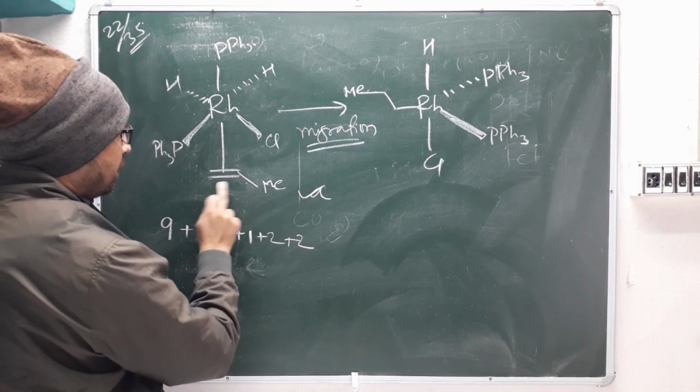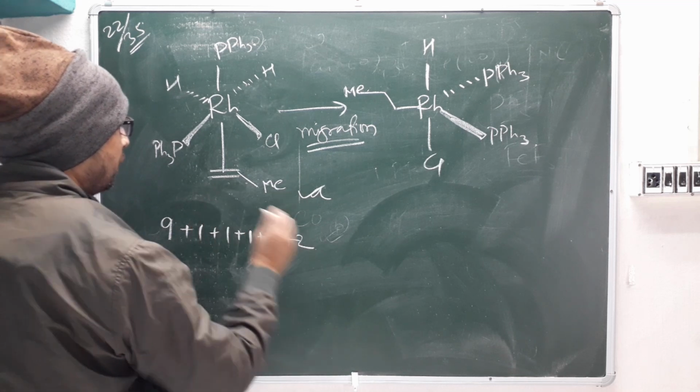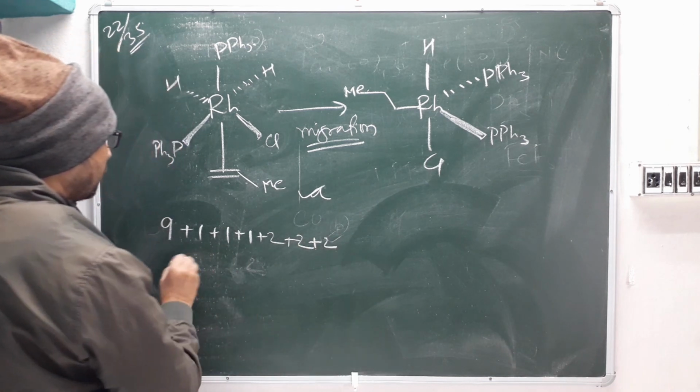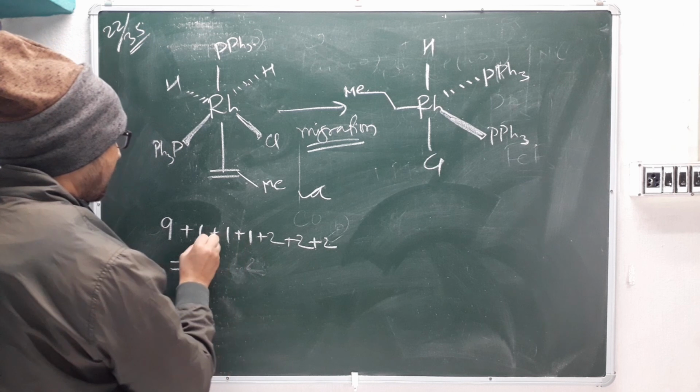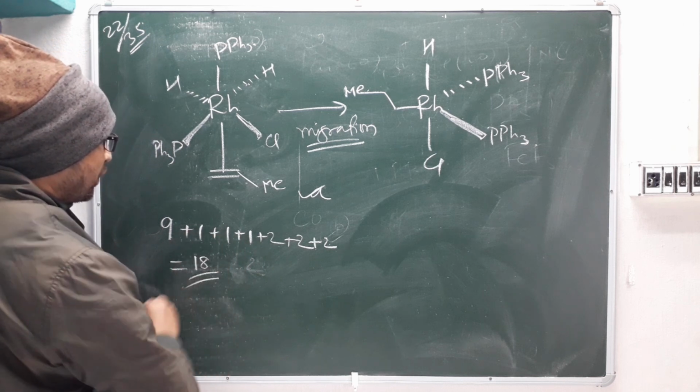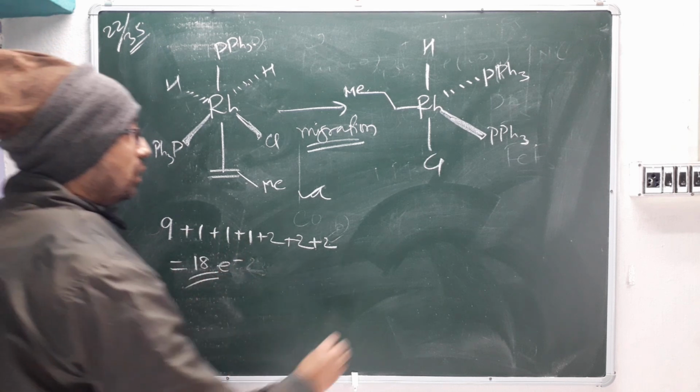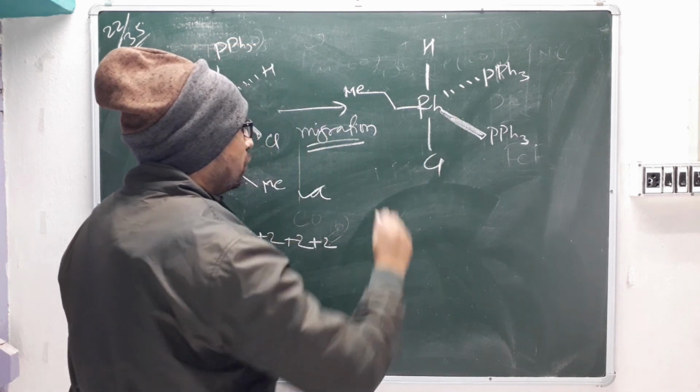right? So pi bond is involved, right? So here also it will contribute 2. So how much is it coming? 2, 2, 2, 6, 7, 8, 9, 9 and 9, 18. Okay, here 18 electrons are coming for this molecule.